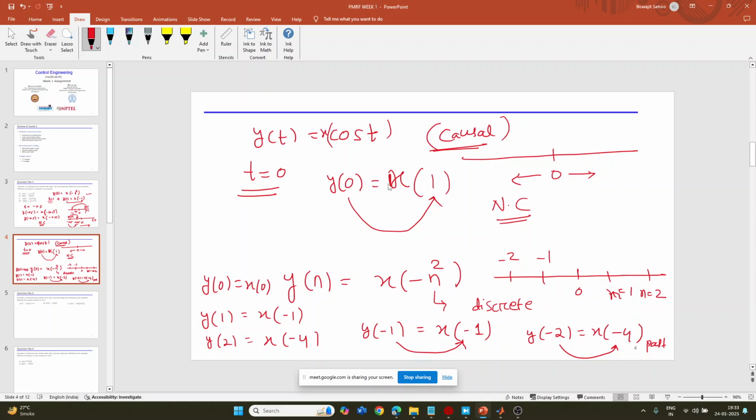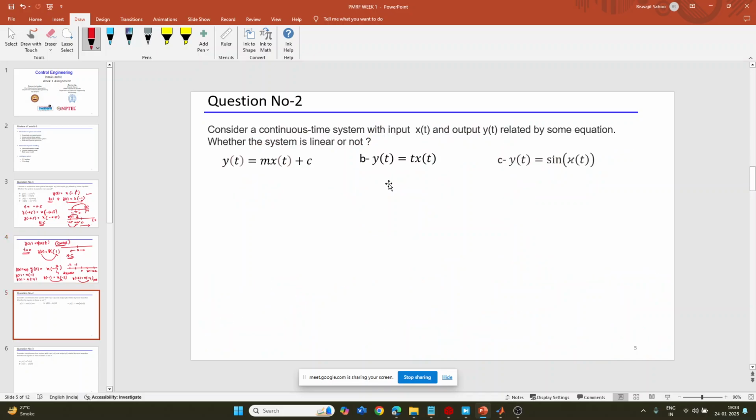Let's go to the second question. In the second part of the question, these questions are related to another type of system, whether the system is linear or non-linear. So how can you define whether a system is linear or non-linear? In control systems, or in signals and systems, we define linearity based on two principles.